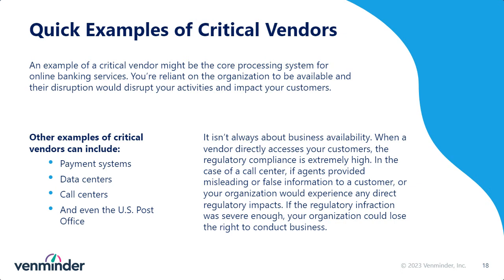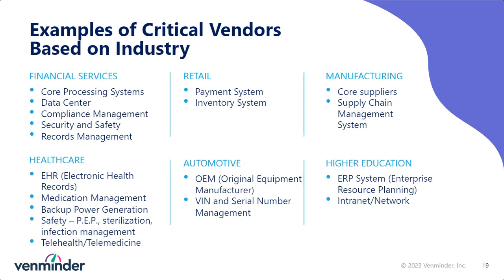So what about different industries? Let's look at a few examples for different industries. For financial services, we have those core processing systems, data centers, anything else with compliance management, security and safety, and records management are all critical vendors. In healthcare, again, your electronic health records, your medication management, backup power generation, safety, that could be personal protective equipment, sterilization, infection management, even telehealth and telemedicine can be critical.